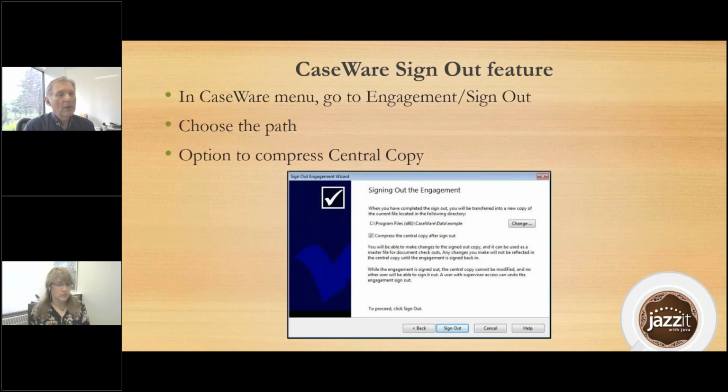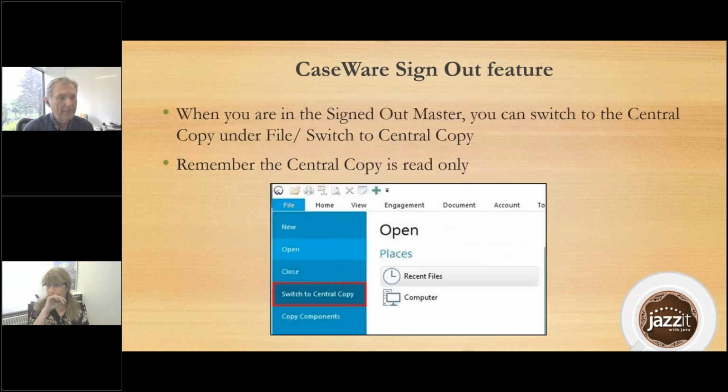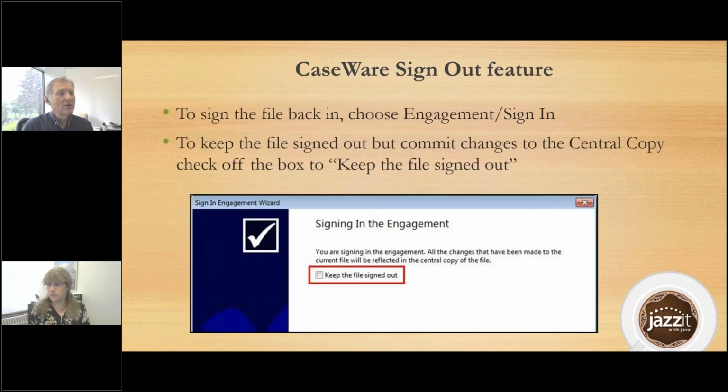Okay, so in CaseWare menu, we go under engagement and we click on sign out. We choose the path, so where are we signing it out to? And then there's an option if we want to compress the central copy. You don't have to, but you can. When we're done, or if we want to, we can, it's just showing us here, we can still toggle between the central copy and the master, and I just did that. We saw that the central copy was read only. Okay, now when we go to sign it back in under engagement sign in, there's an option here to keep the file signed out.